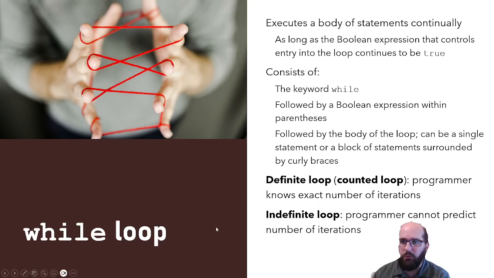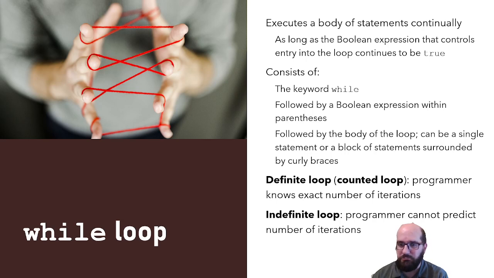So while loops execute a body of statements continually, as long as the Boolean expression that controls entry into the while loop continues to be true. So it runs while true and then ends while false. The keyword is while. It's followed by a Boolean expression within parentheses, and after that Boolean expression comes the body of the loop. It can be a single statement or a block of statements surrounded by curly braces.